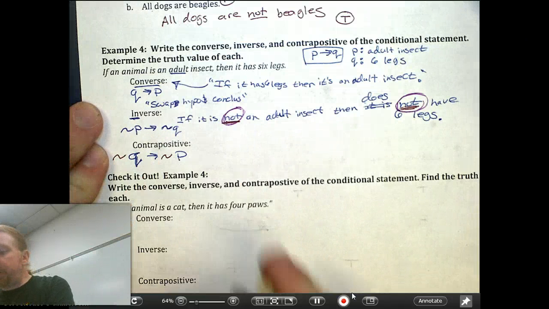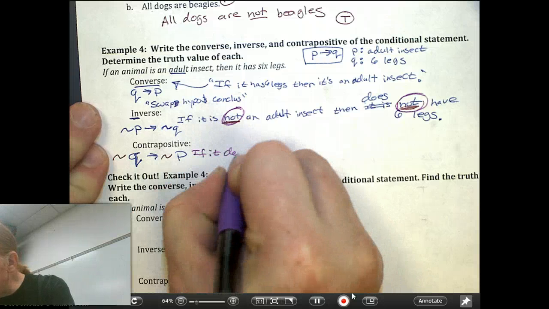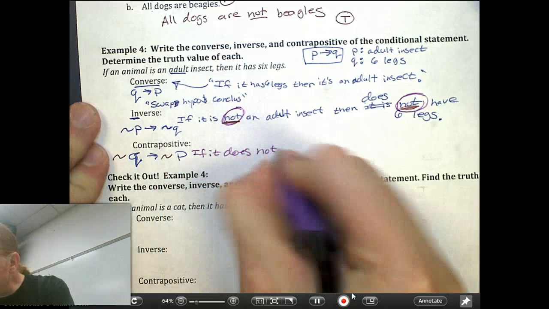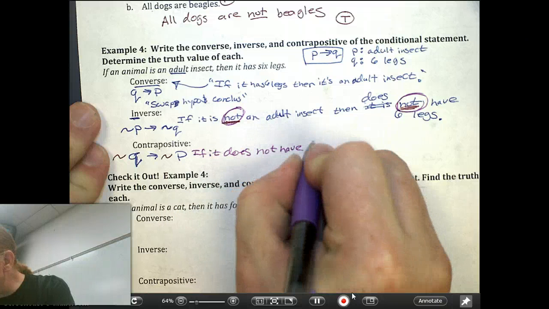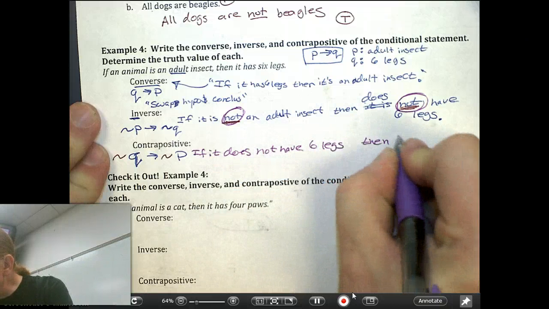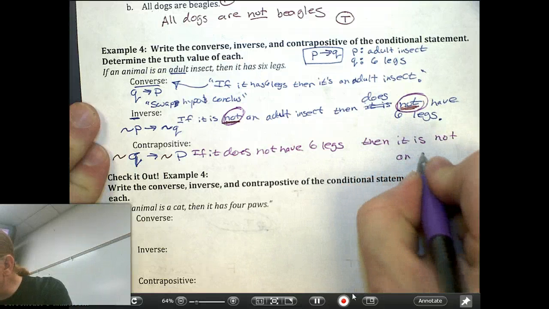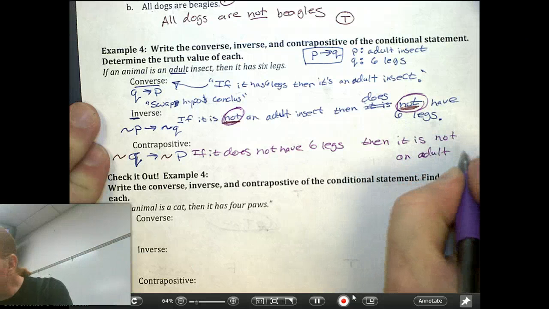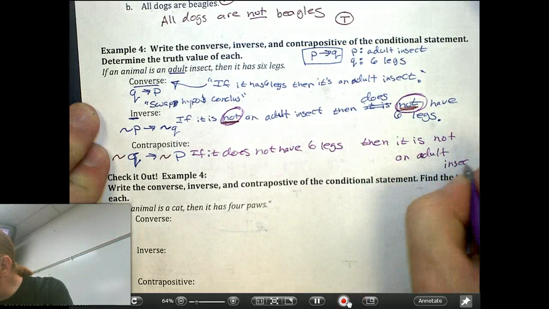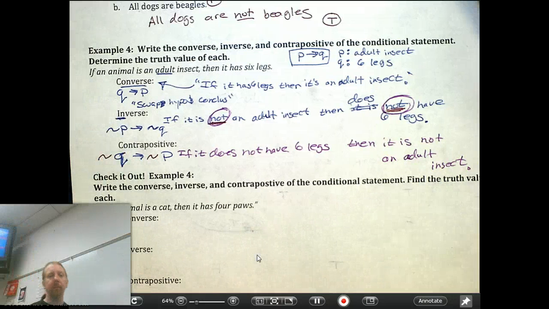So in this particular instance, I'm going to write if it does not have 6 legs, then it is not an adult insect. And that would be the contrapositive.